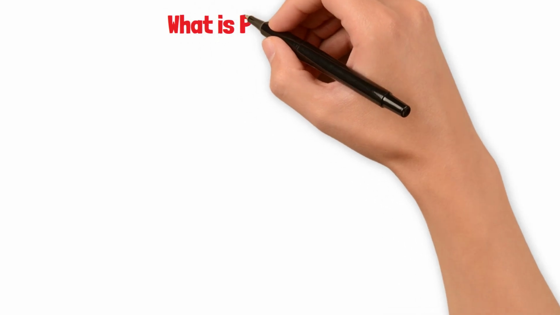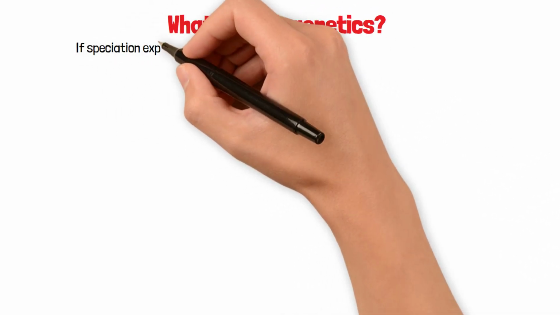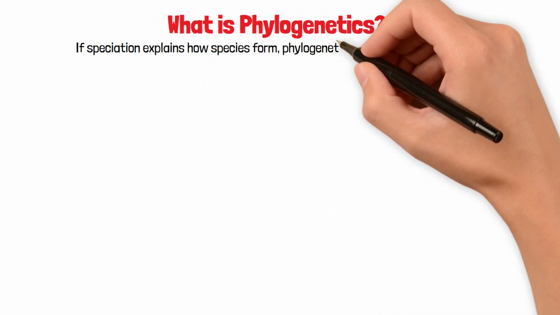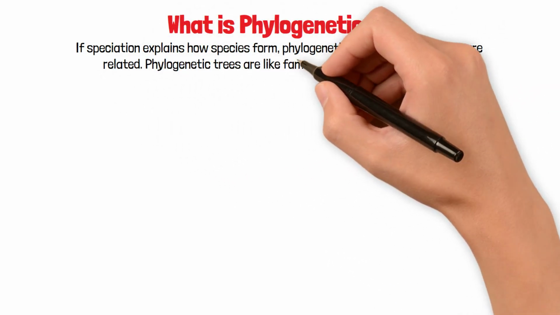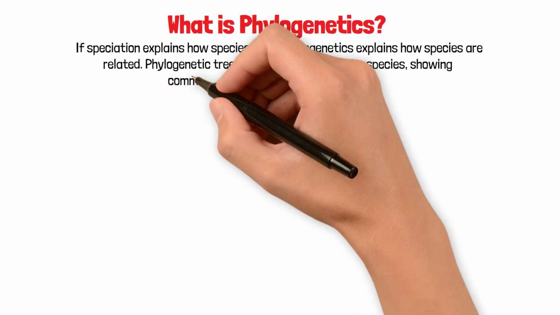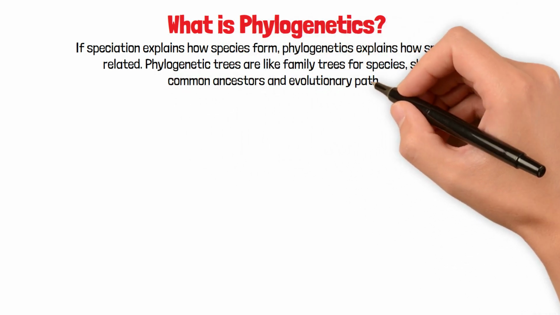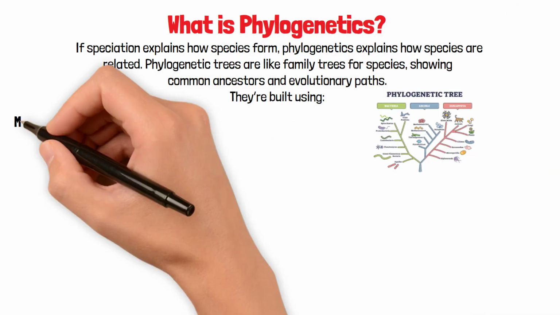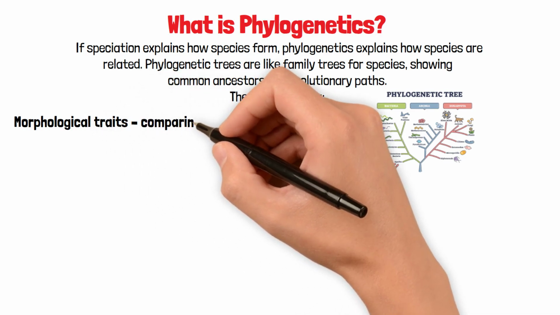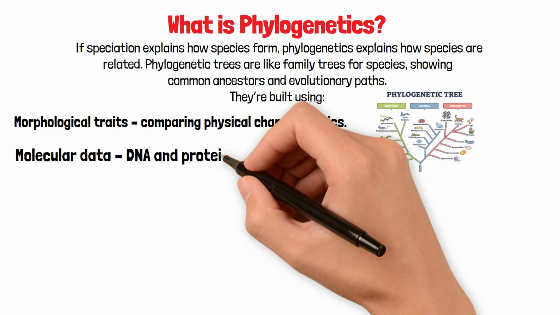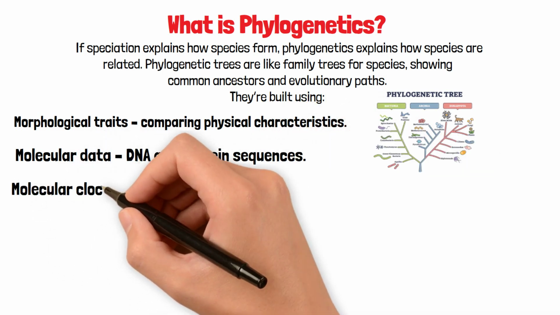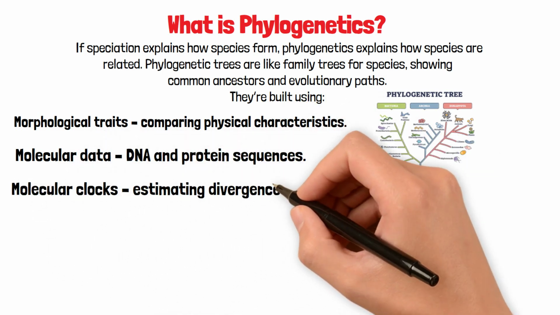What is phylogenetics? If speciation explains how species form, phylogenetics explains how species are related. Phylogenetic trees are like family trees for species, showing common ancestors and evolutionary paths. They're built using morphological traits, comparing physical characteristics. Molecular data, DNA and protein sequences. Molecular clocks, estimating divergence times based on mutation rates.